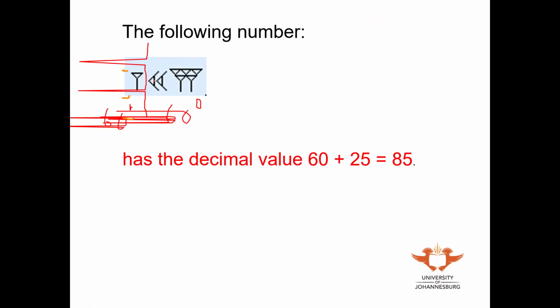So in this case, you will see that this symbol always represents a 1, but its value is determined by the place value where it is. Okay, because we're going to multiply it with the place value.